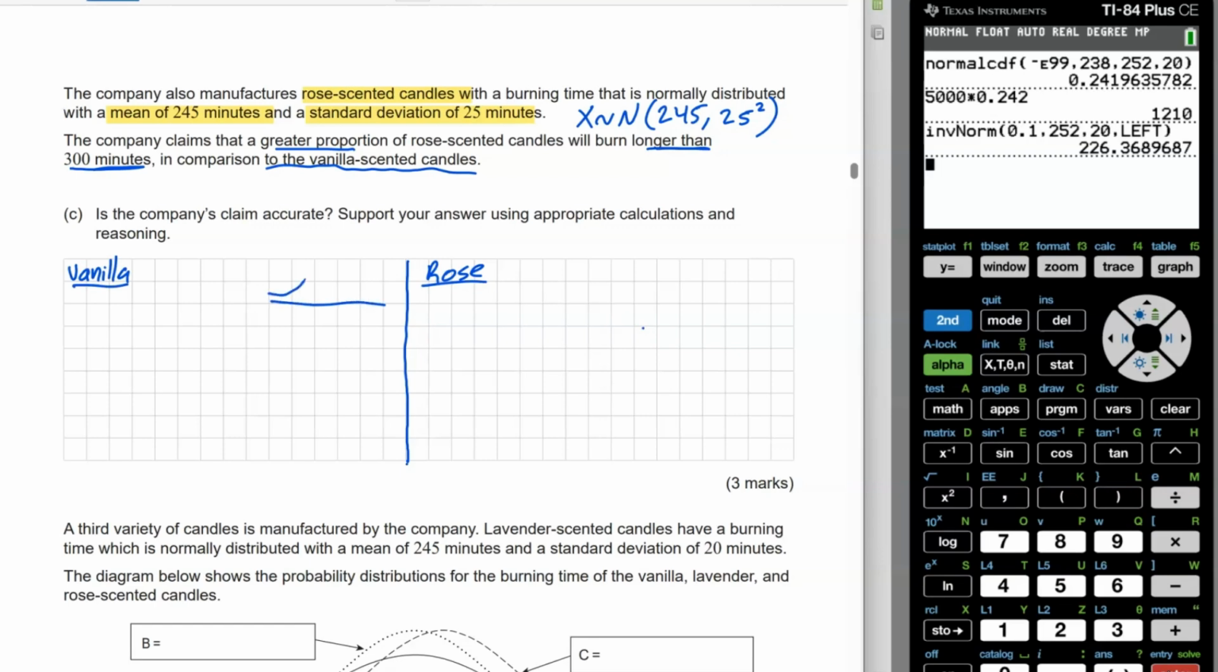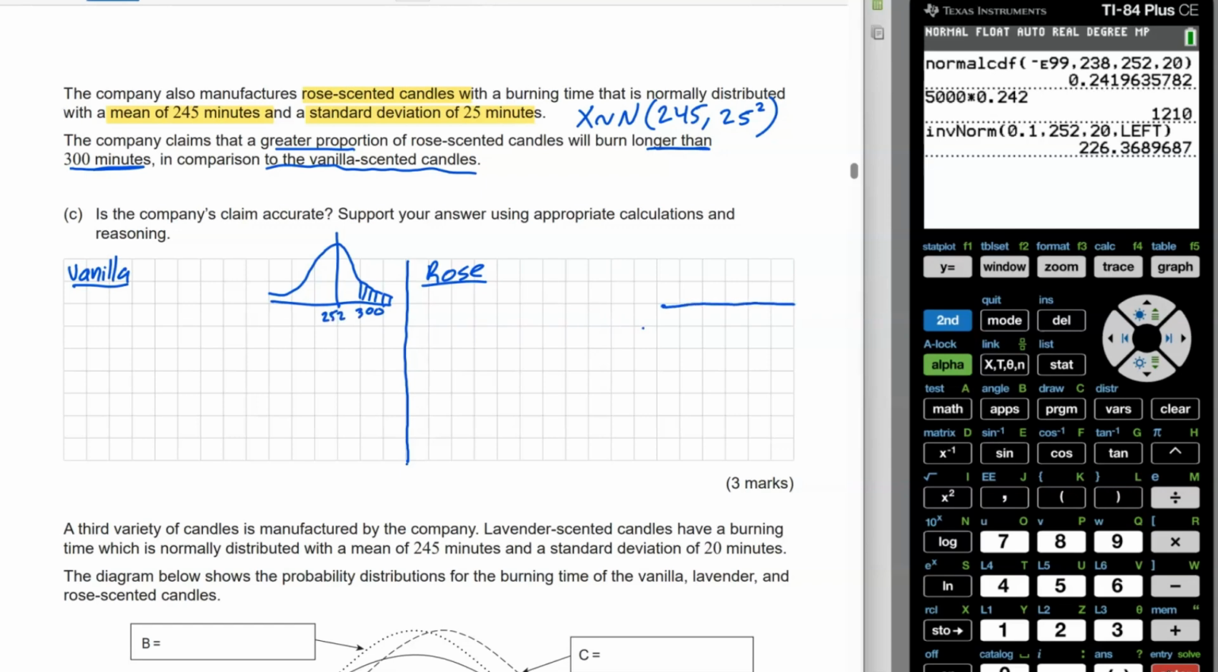And because I like to do my quick sketches, I'll do one for each. So my vanilla had the mean of 252. We're interested in values larger than, oops, how am I going to put that in? Just give me a sec. So 300.